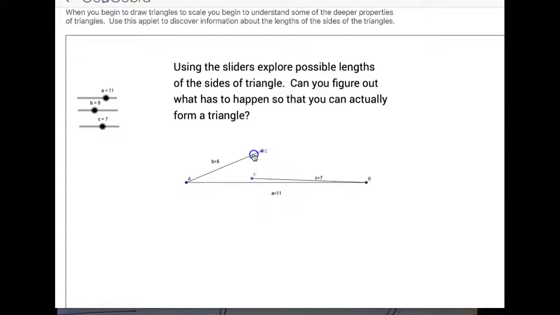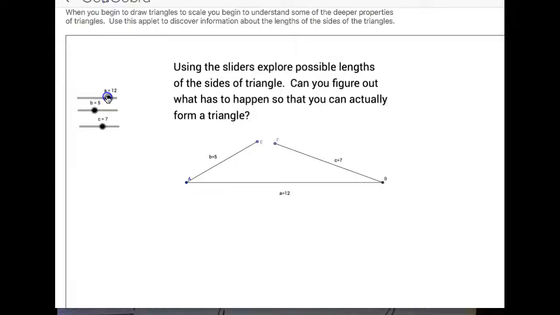So what if we move this out to 5? Well, now it's going to work again because we have 5 and 7, which is 12, and the bottom side is 11. So we can carefully find a spot where they indeed overlap, and where they meet. I'm trying to be as careful as I can with the mouse, but you get where I'm going with this. So it forms a triangle now.